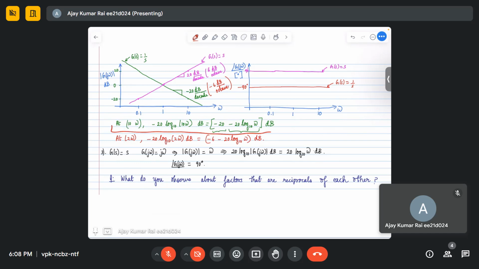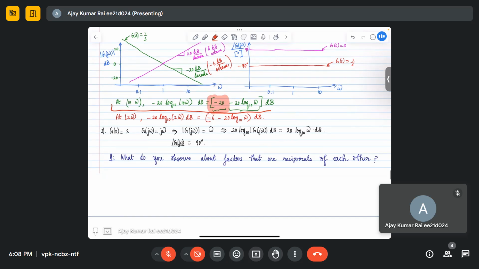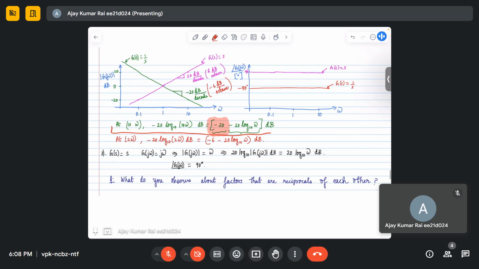So at 10 omega, what is the magnitude? Just put 10 omega in 20 log of 10, and you'll get this quantity. What we have seen is, as we have increased the frequency by 10, the magnitude has decreased by 20 dB. So the slope of this curve is minus 20 dB per decade. When we go 1 decade above, the magnitude decreases by 20 dB, so that's why we call this minus 20 dB per decade slope of this line.